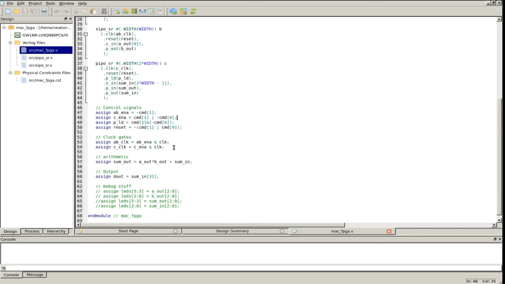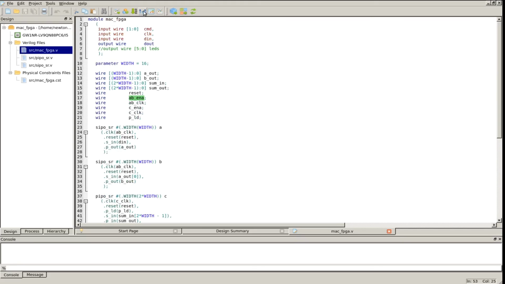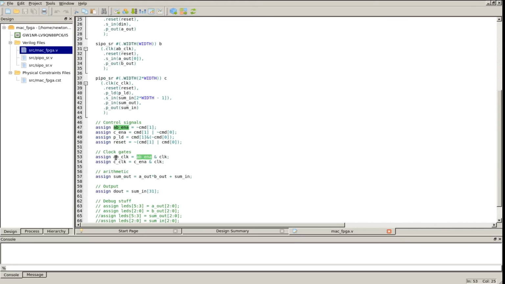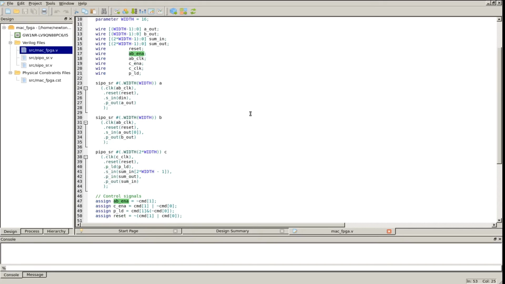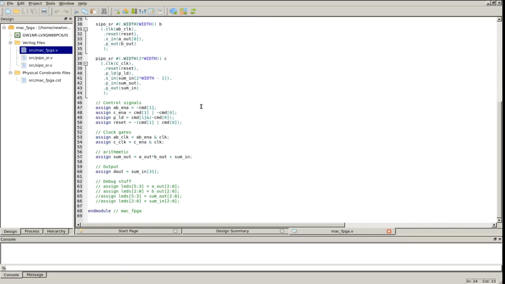The clock gates are similar. That's just ANDing the enable signals with the clock that's coming as an input to the whole module, and that forms the clocks that go into the shift registers. So you can see those assigned up here in the instantiation. See AB clock going to clock and C clock going to clock of the PIPO module.